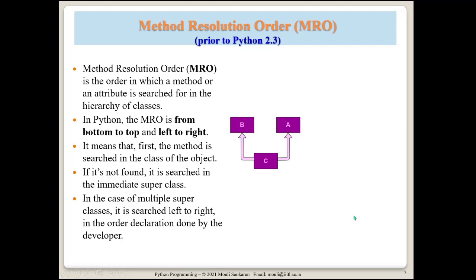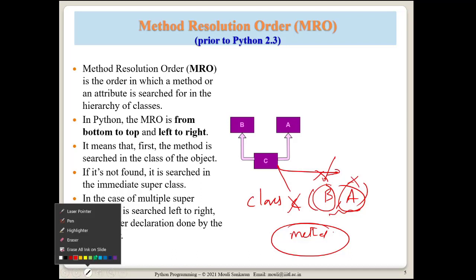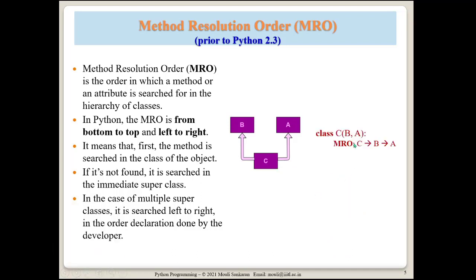Suppose you have said that class C is inheriting from B comma A, so you are having multiple inheritance. Now you are using some method here which is not found in class C, then it goes to the parent, which happens to be the first parent. If it is not found here, then where should it search? It will search in A. Okay, so go up and then left to right. Okay, that's what was defined in Python 2.3.